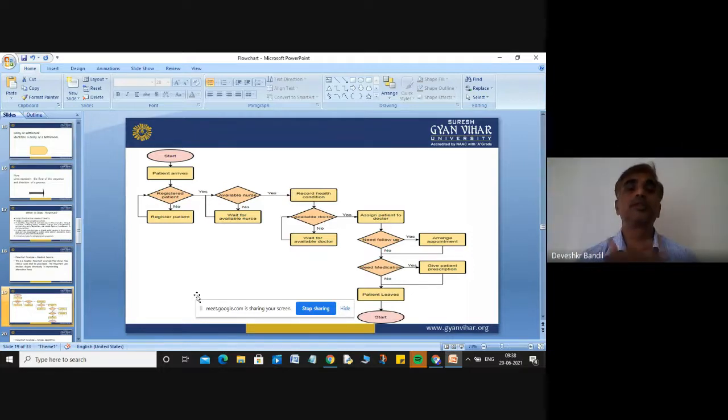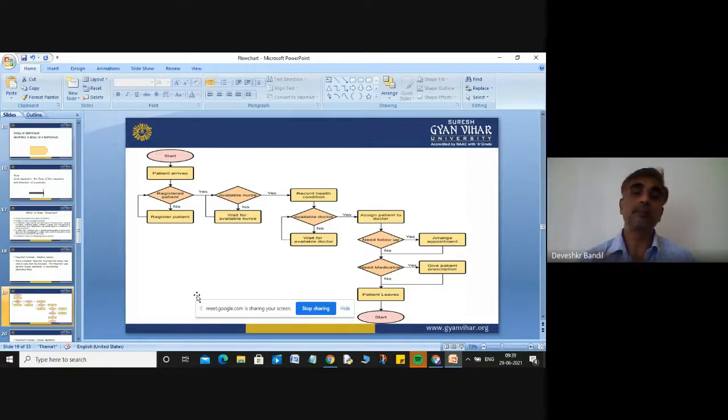First of all, you will start. As I told you in the flowchart symbols, start is a terminator. When you draw a flowchart, it will start from the terminator symbol. First you start. After that, patient arrives. And after that, is the patient registered? If the patient is registered, go to available nurse. And if the patient is not registered, first the patient will be registered.